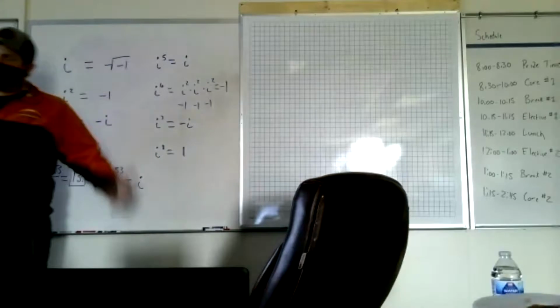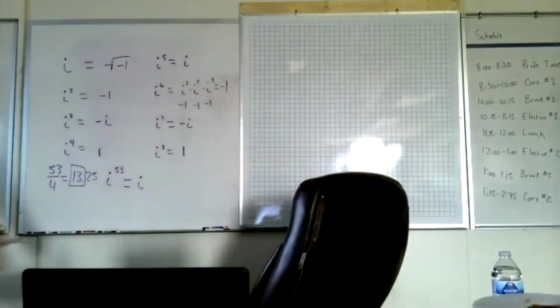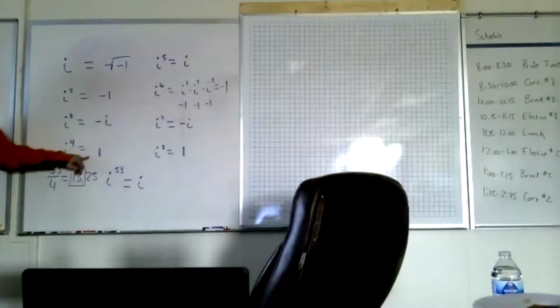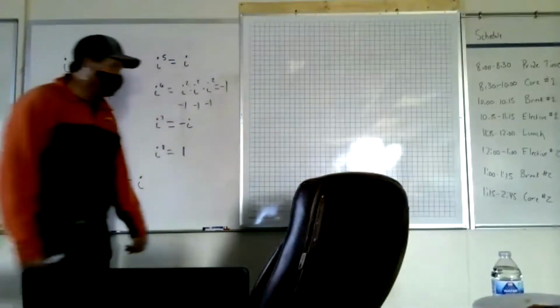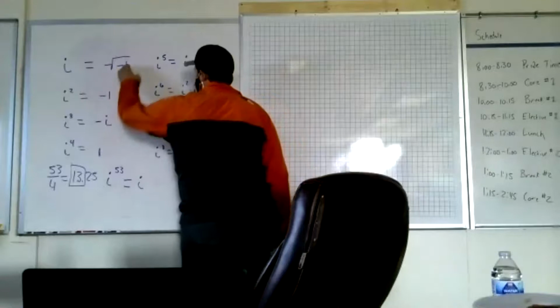It never quits. So i to the 60th power: 60 divided by 4 is 15. It's going to be 1. Okay, so you have to simplify them a little bit like that. You should all have at least this pattern down.